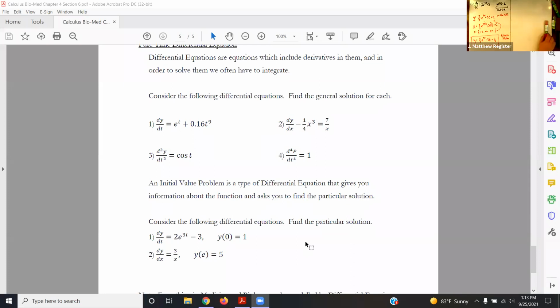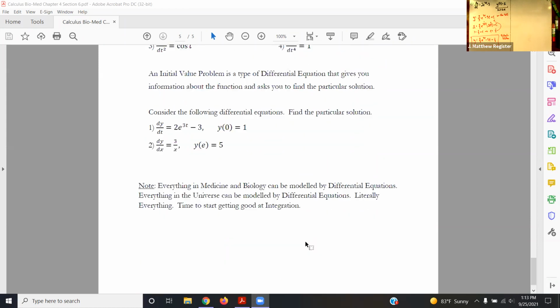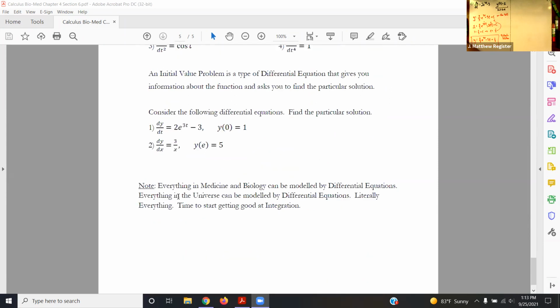And that just about brings us to the end of today's lesson on antiderivatives. But before we go back and review everything, I just want to point this one thing out, this note. Everything in medicine and biology can be modeled by differential equations. And so this pure time differential equation is kind of the introduction to the idea of differential equations. Everything in medicine and biology can be modeled using them because everything in the universe can be modeled by differential equations. Literally everything. Anything that grows or changes can be modeled based on differential equations.